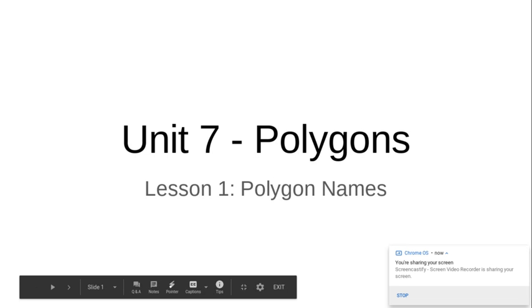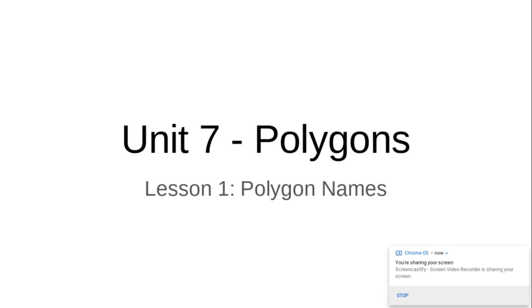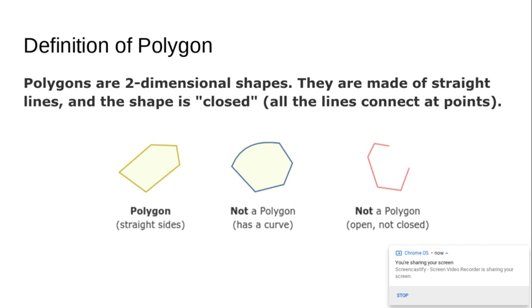Today we are going to be looking at the new unit, Unit 7, which is all about polygons. Most of today, I would think, will be a review from your days in middle school, but I felt like it was important to make sure we went over some of these things before we talk about other things related to polygons. So polygon, by definition, is a two-dimensional shape.